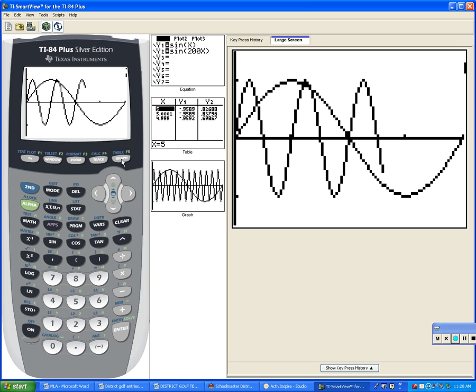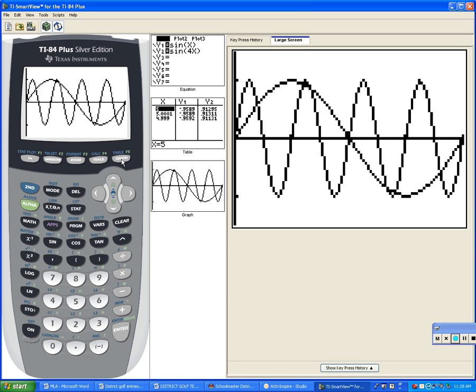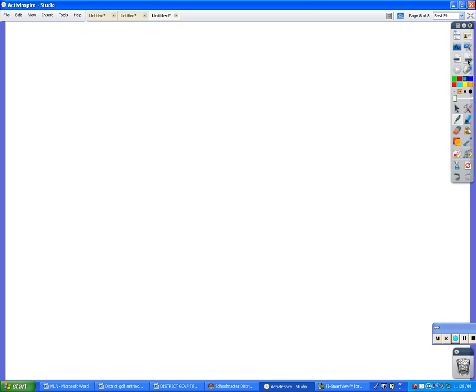What is the period then of this new function? The period of my original sine function was 2 pi, right? Now, how many cycles did I fit in the distance between 0 and 2 pi? 4. Not 8 pi. You want to go the other way around. The original period was 2 pi, but now I fit in 4 cycles in that distance. So I have to divide by 4. So pi over 2.